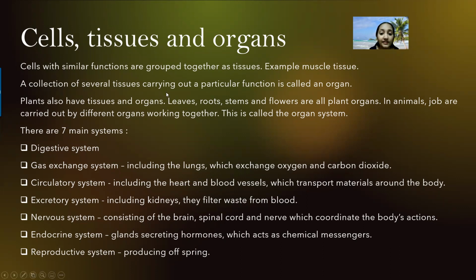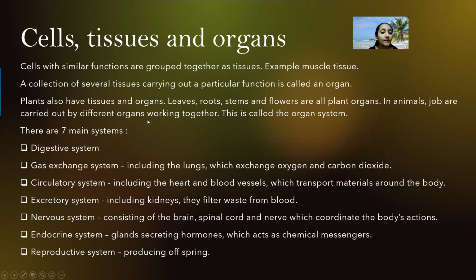A collection of several tissues carrying out a particular function is called an organ. So if there is my heart, the heart is made up of so many tissues doing a single function. That's why it is an organ. Our heart is an organ. It is made up of several tissues carrying out a particular function. Plants also have tissues and organs. Leaves, roots, stems, flowers, fruit are all plant organs.